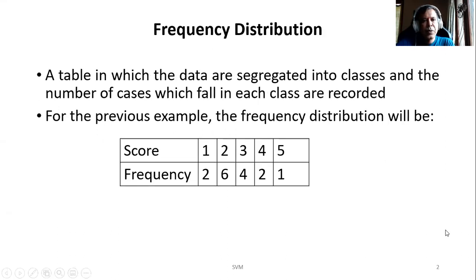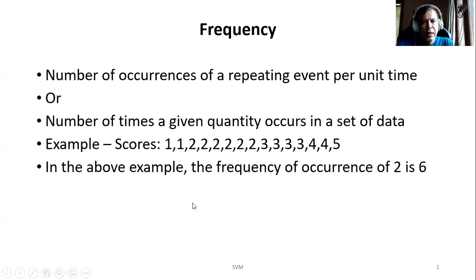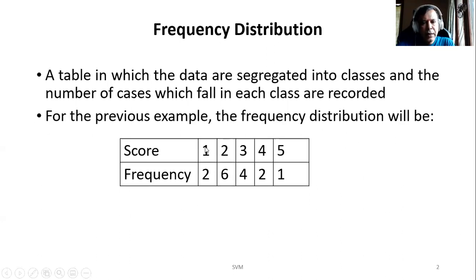Then a frequency distribution. It is the table in which the data are segregated into classes and the number of cases which fall in each class are recorded. Not exactly class, we can say each score, whatever we had seen here, 1, 2, 3, etc. And that count is written here. 1 is occurring 2 times, 2 is occurring 6 times, 3 is occurring 4 times, 4 is occurring 2 times, and 5 is occurring 1 time. Such a distribution for individual scores, showing how much is the occurrence of individual scores, if we represent it in a tabular form, we call it a frequency distribution.